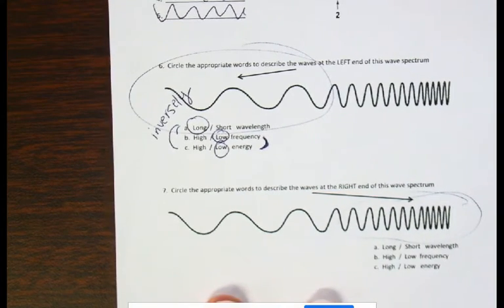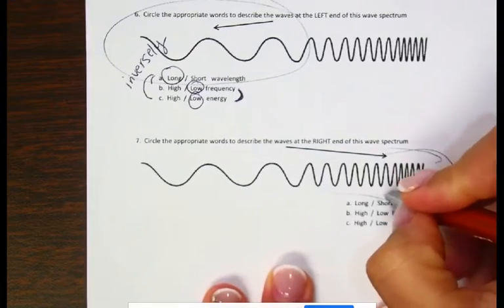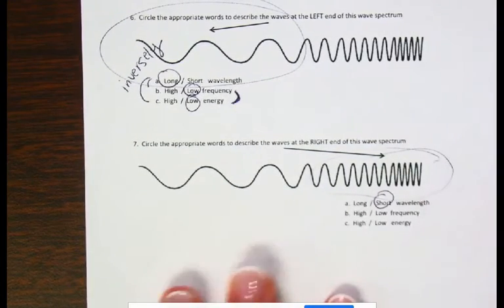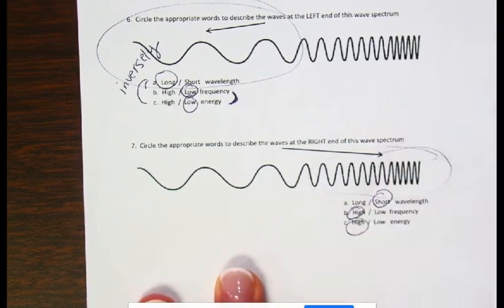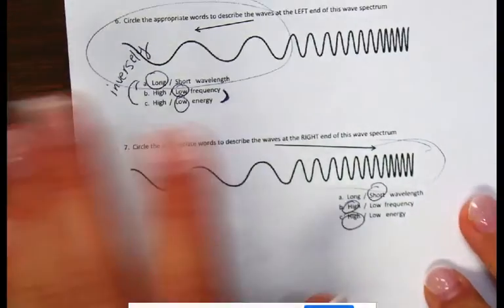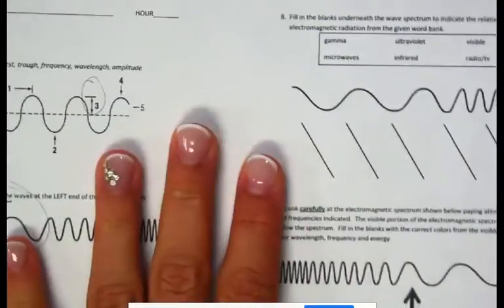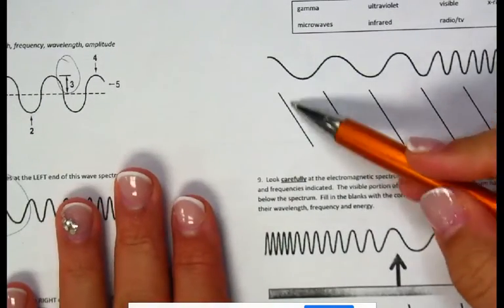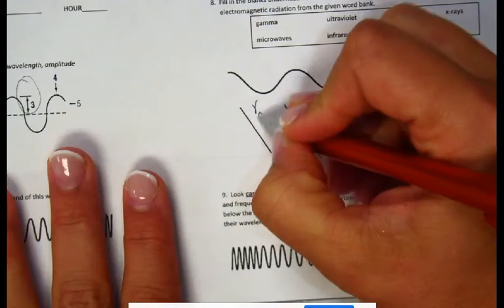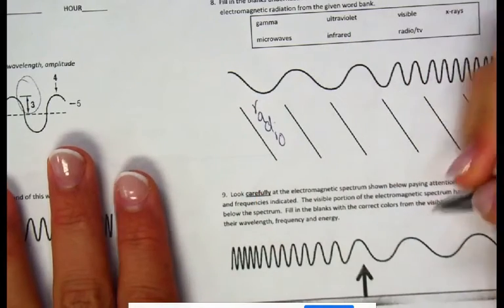All right. Now we're looking at the ones that were a little crunched together. What did you guys say for long or short wavelength? Short wavelength, which means what for frequency and energy? High and high. Good. Okay. So now we're going to take that wave and we're going to put the electromagnetic spectrum along it. So over here, who should you have started with? Definitely radio.